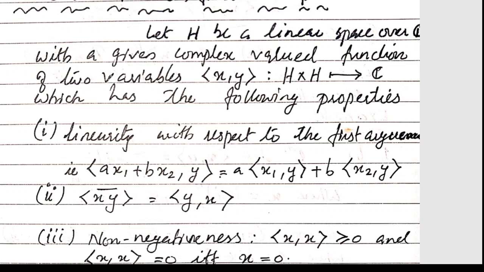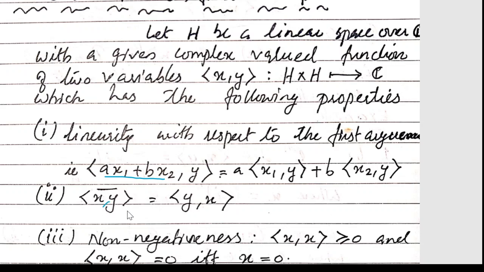First argument means whatever is coming in this first place. In this case, this is the first argument. So linearity in the first argument means (a x1 + b x2, y) is equivalent to a (x1, y) + b (x2, y). Now you can take these constant terms, that is, the scalars a and b, outside from the first one. Okay.